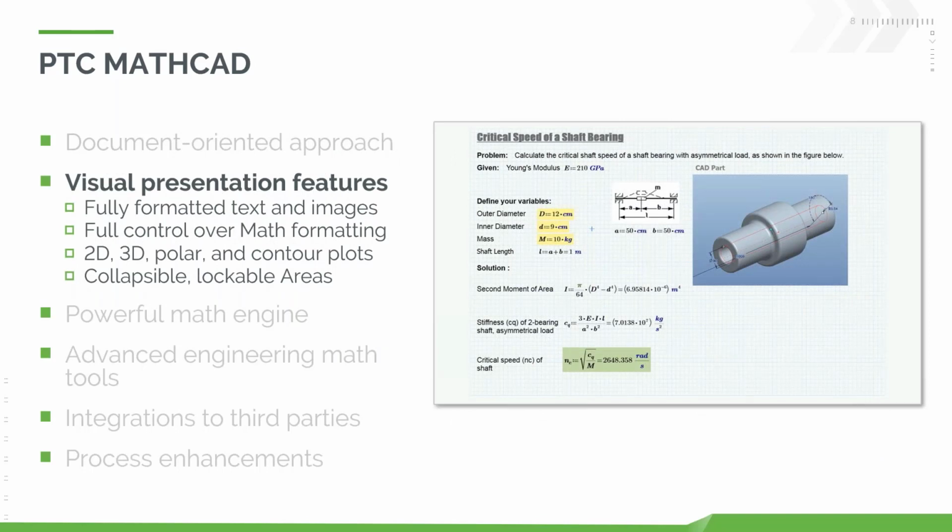But when math becomes complex, it can be difficult to follow. So a range of visual presentation features are also included in Mathcad to help color that information. And that's why you can use text to add clarity to the math along with images. Text and math can be formatted in the way a user wants. You can add plots to visualize your data, and collapsible lockable areas can be used to contain information that doesn't necessarily need to be read or that you want to protect from modification.